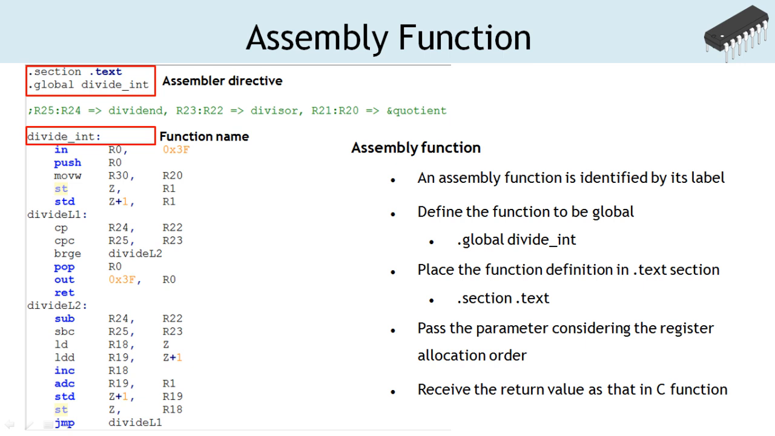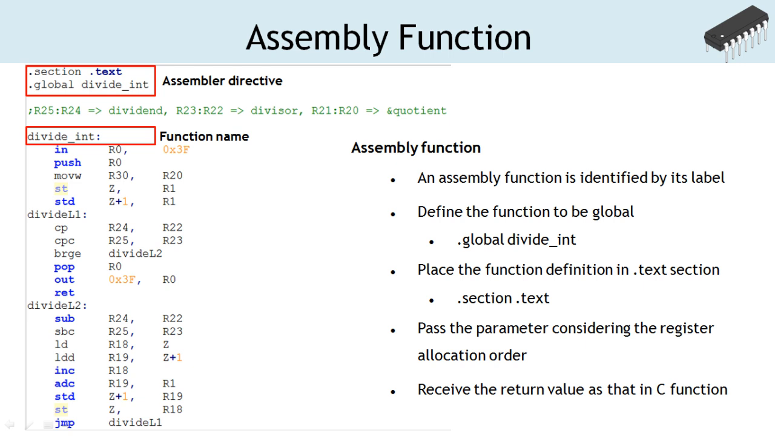Now, let's discuss the implementation of a function in assembly language and see how it is called from the C code. A function implemented in assembly language is identified by its label. The function must be placed in the .text section. Use the .section directive followed by .text to define the text section, and the function defined after the .section directive is placed in the text section. The function must be global too. It is done by using the .global directive followed by the label name. Then the function body follows after the label.